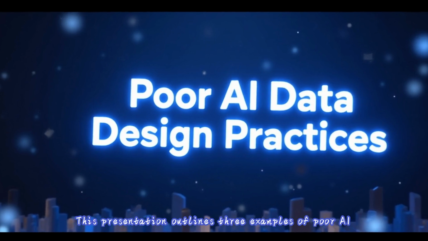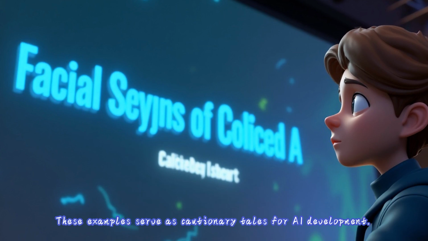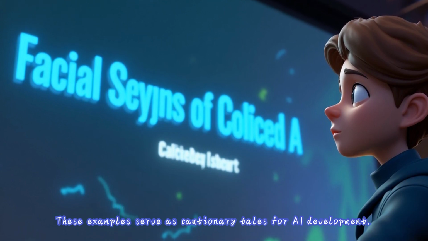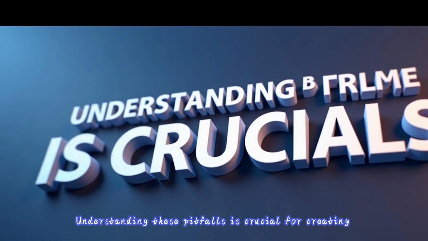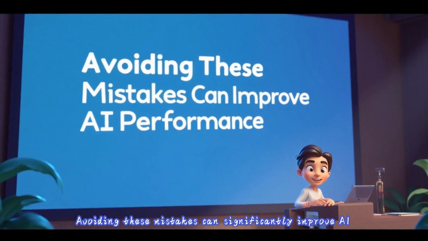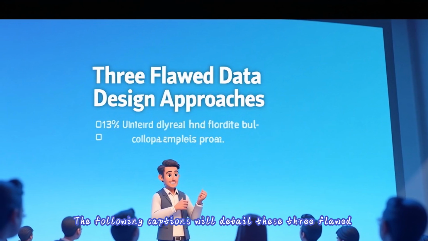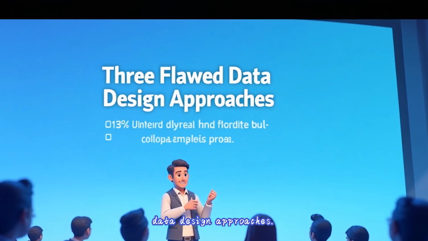This presentation outlines 3 examples of poor AI data design practices. These examples serve as cautionary tales for AI development. Understanding these pitfalls is crucial for creating effective AI systems. Avoiding these mistakes can significantly improve AI performance and reliability. The following captions will detail these 3 flawed data design approaches.